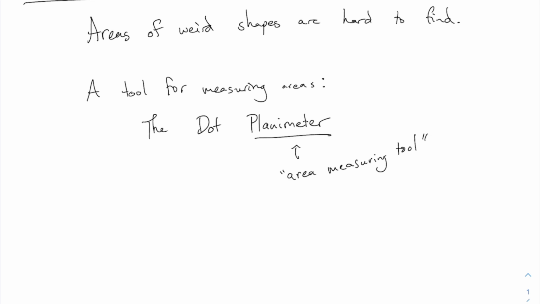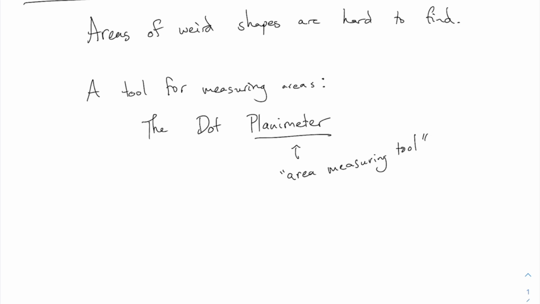I have a little handout. Basically, imagine you have a weird shape drawn on your paper and you want to find the area of that shape. A classical dot planimeter would be some sort of transparent sheet that you lay on top of your shape, and it has a bunch of equally spaced dots. And all you've got to do is count the dots that are inside your shape.